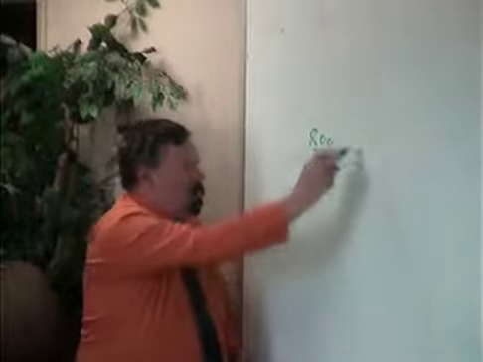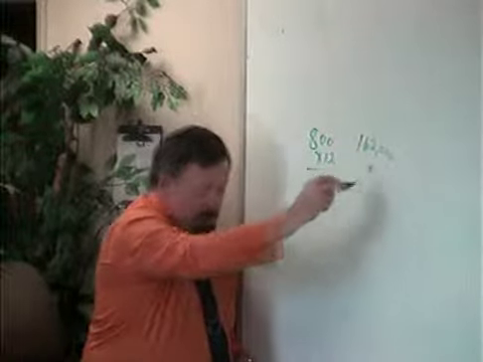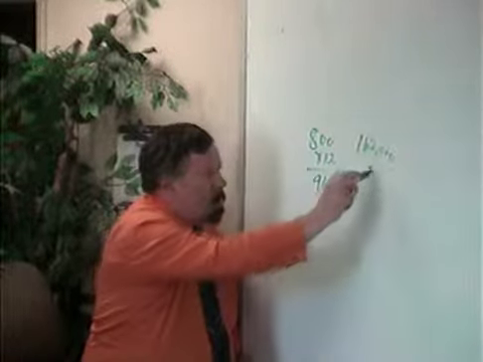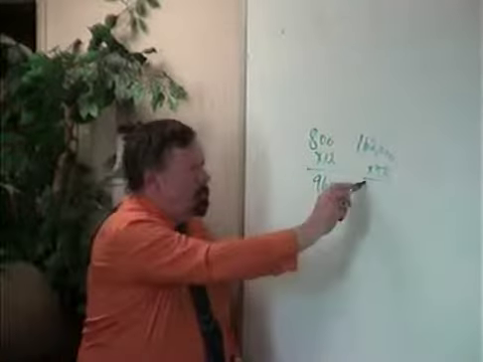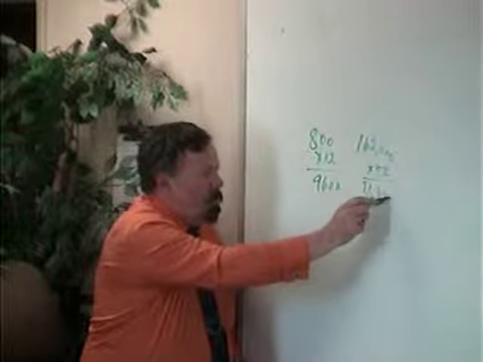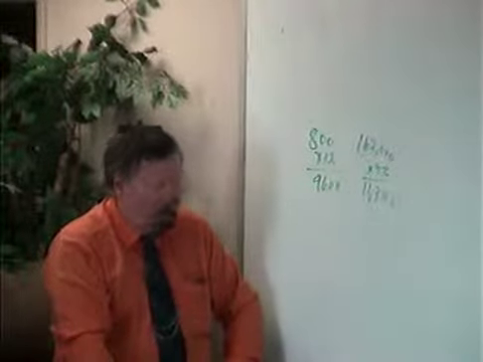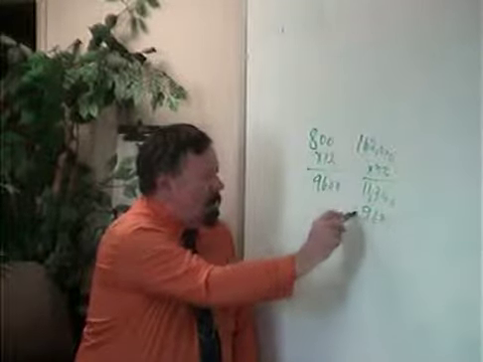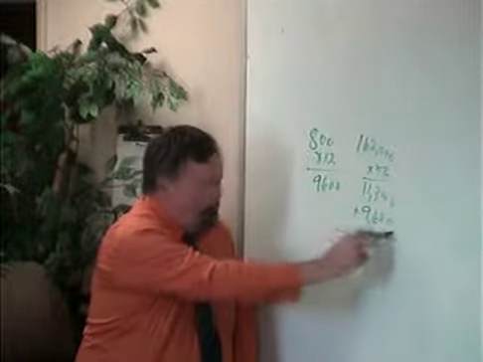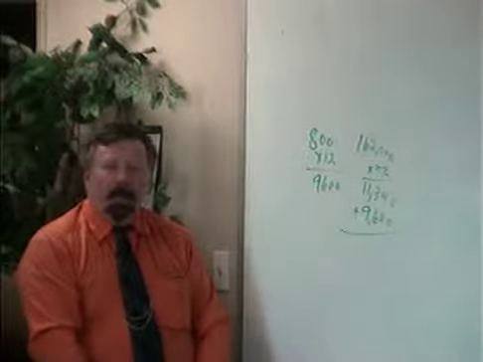So 162,000 times 7% comes to 11,340. Okay. And we add those two together, 9,600. And that comes to C, 20,940.